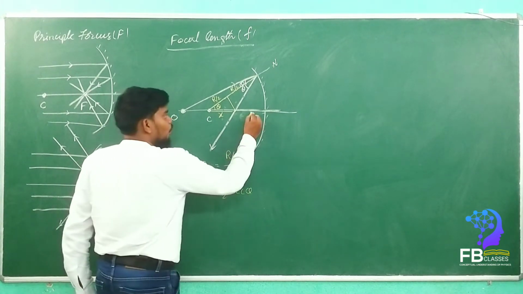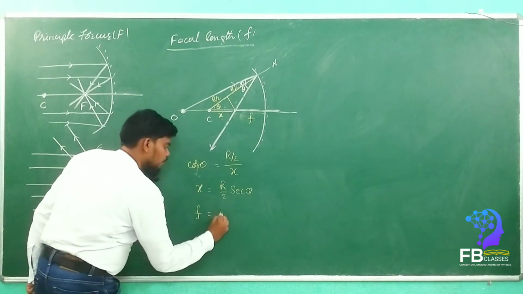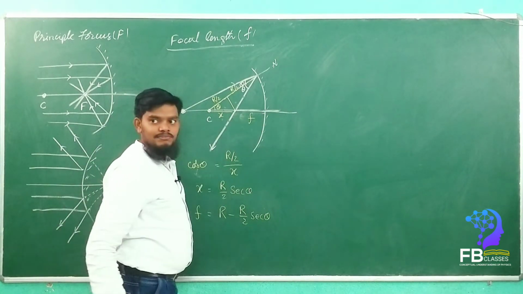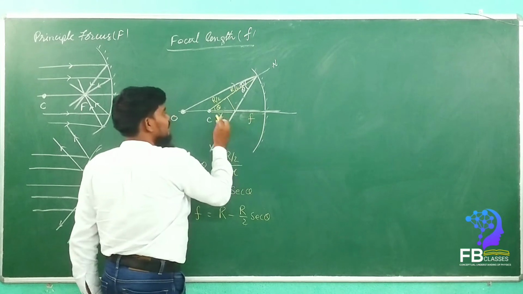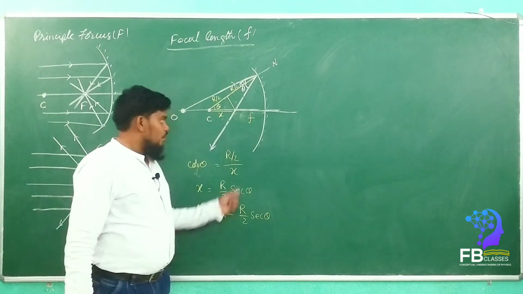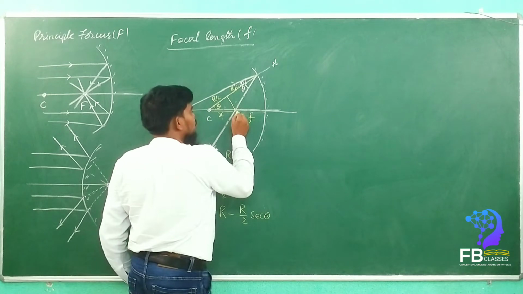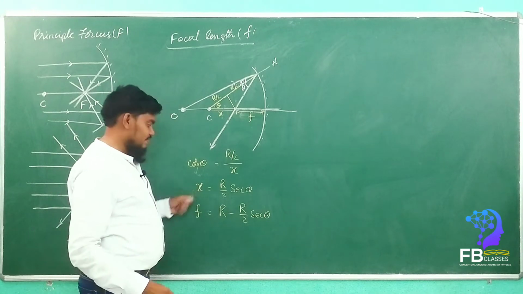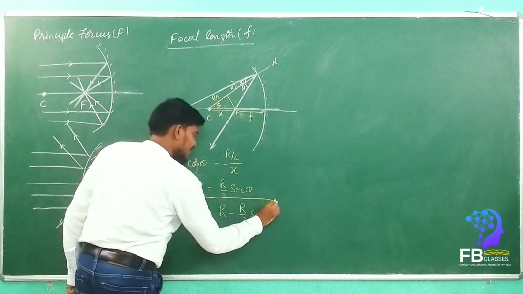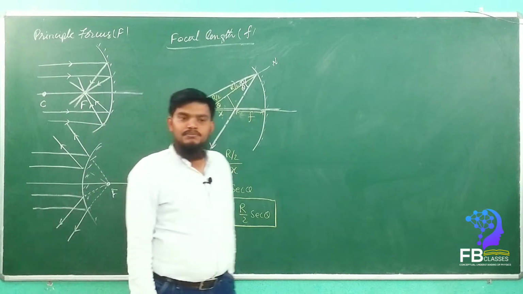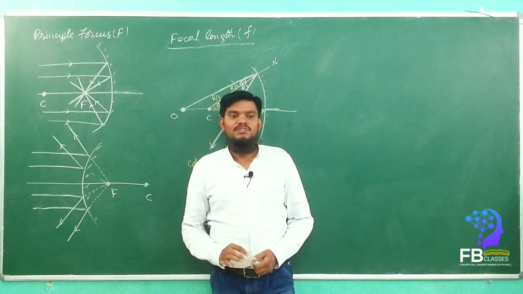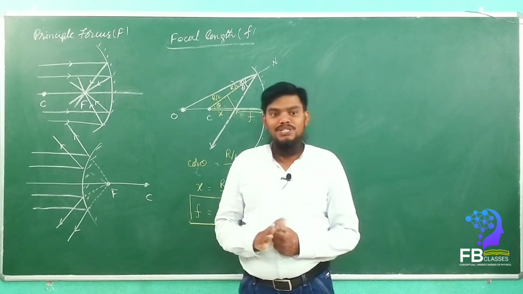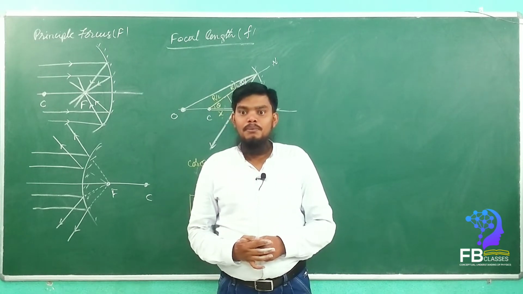Now, what is the value of f? f is equal to r minus r by 2 sec theta. See here, this total is r. Yes or no? If this is r, this is also r, right? So this is the radius of curvature. So how much is this value? This value is nothing but r minus x. This is the x value. So this is the focal length. But most of the time what we say is that the focal length of a mirror is equal to r by 2. f is equal to r by 2. Yes, it is also correct. But there is one condition.